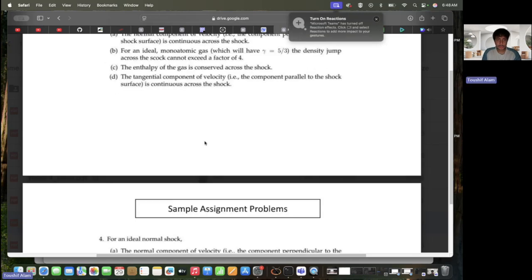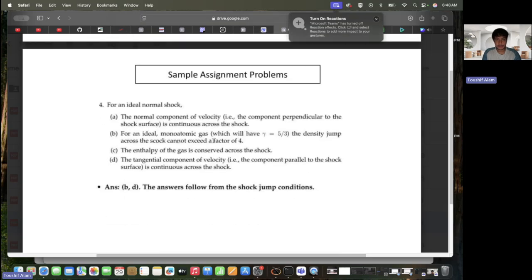This is the correct option: for an ideal monatomic gas, the density jump across the shock cannot exceed a factor of 4. Gamma is 5 by 3, so gamma plus 1 by gamma minus 1 is 5 by 3 plus 1, that is 8 by 3, and gamma minus 1 is 2 by 3, so 8 by 2, that is 4. So that is the condition: it cannot exceed a factor of 4.